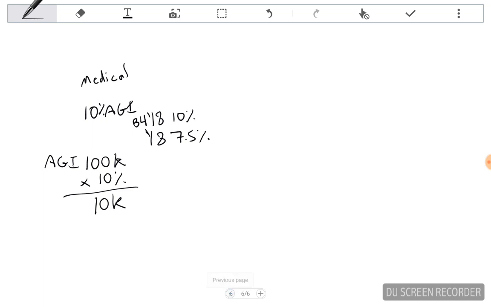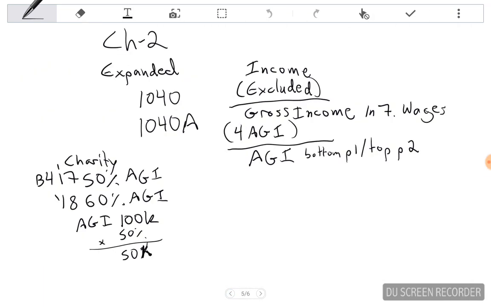Let's go back to the previous page. Let's continue on with the formula. So I explained to you this milestone on the form. That's for a 2-page 1040. It's the bottom of the first page, top of the second page.